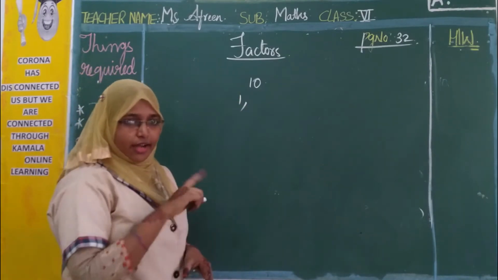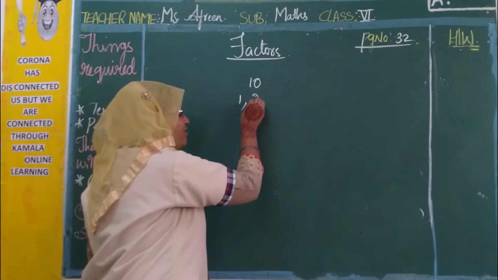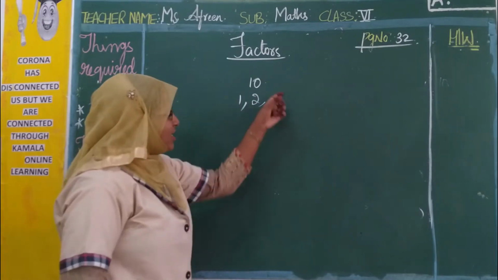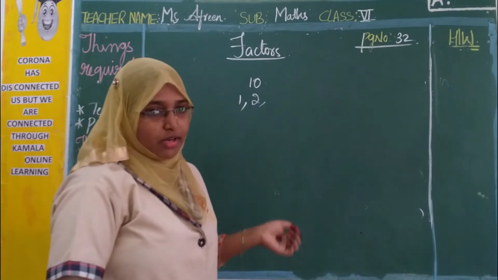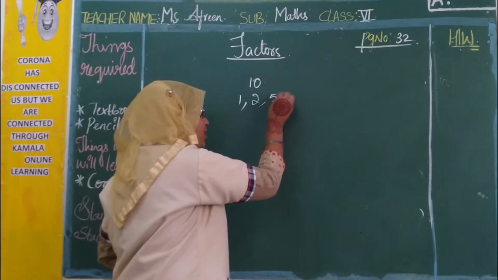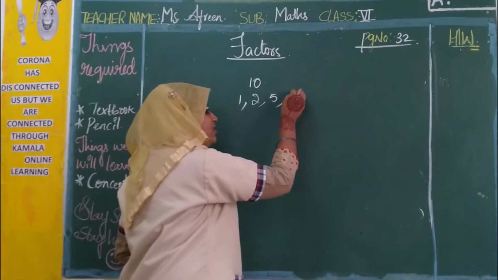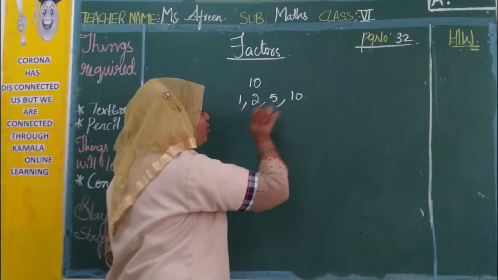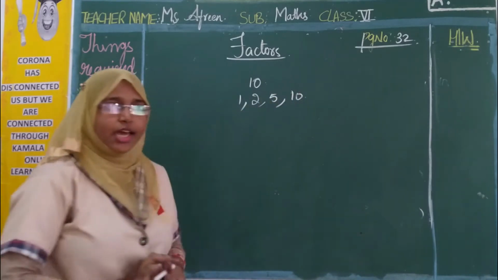1 tens are 10, 10 ones are 10. In the 2 table also we will get 10, 2 fives are 10. But in the 3 table, no. 4 table, no. 5, yes, 5 twos are 10. Next, 6 table, no. So 10 ones are 10. So 1, 2, 5 and 10 are the factors.